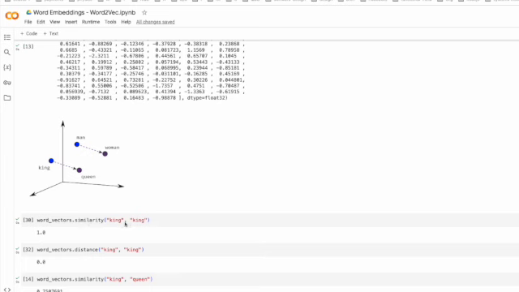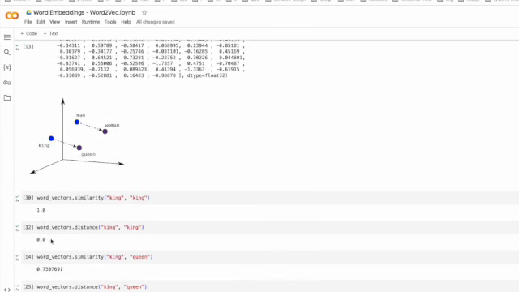So we first tested with king. The similarity between the two same words is 1, of course. And the reverse of similarity is distance. So the distance between these two points of these two words should be 0. So this is just for validating whether things are going fine.